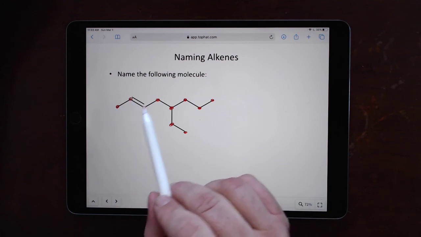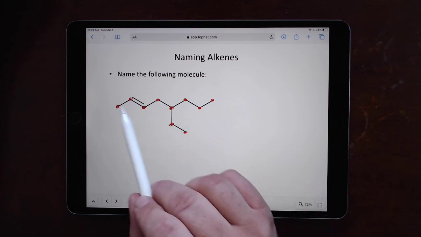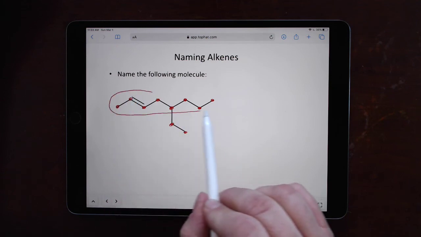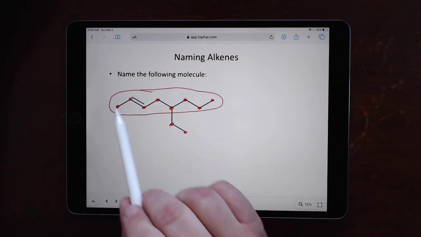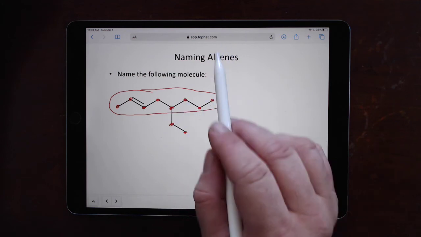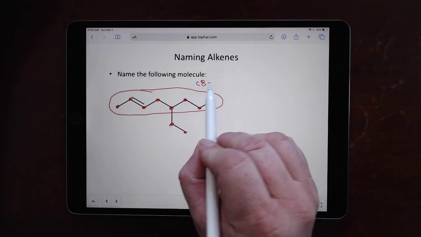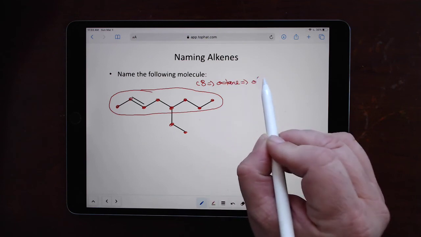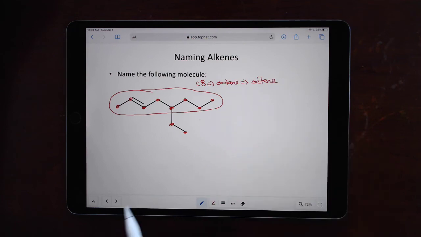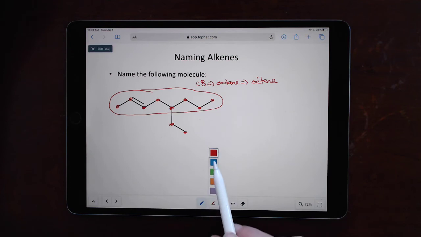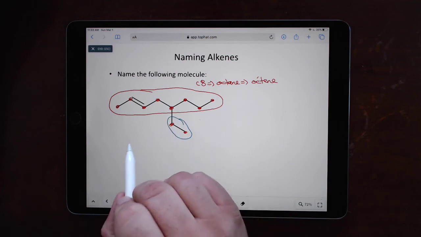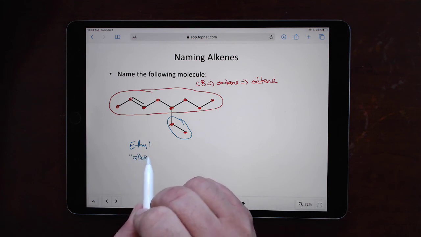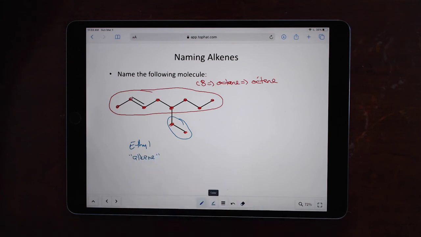Right, so 1, 2, 3, 4, 5, 6, 7, 8. 1, 2, 3, 4, 5, 6, 7. Okay, so we're going to use this one here. All right, so 1, 2, 3, 4, 5, 6, 7, 8. So C8, which would normally be octane, but since we have a double bond, it's octene. Okay, so our side chain then is this one there. So we have an ethyl group, but we also have this alkene that we're going to have to deal with as far as the numbering, say where it starts.